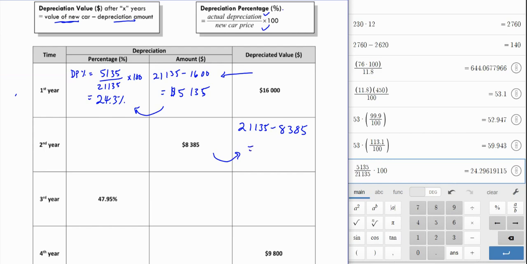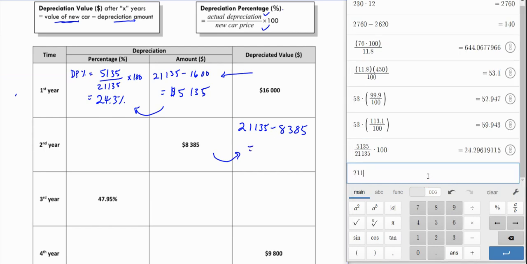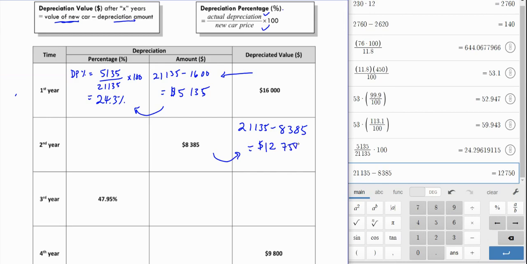And now we have a new amount, 21,135 minus 8,385, and our car is now worth $12,750. Oh. All right, so that kind of hurts, eh? It's not worth as much as it used to be.